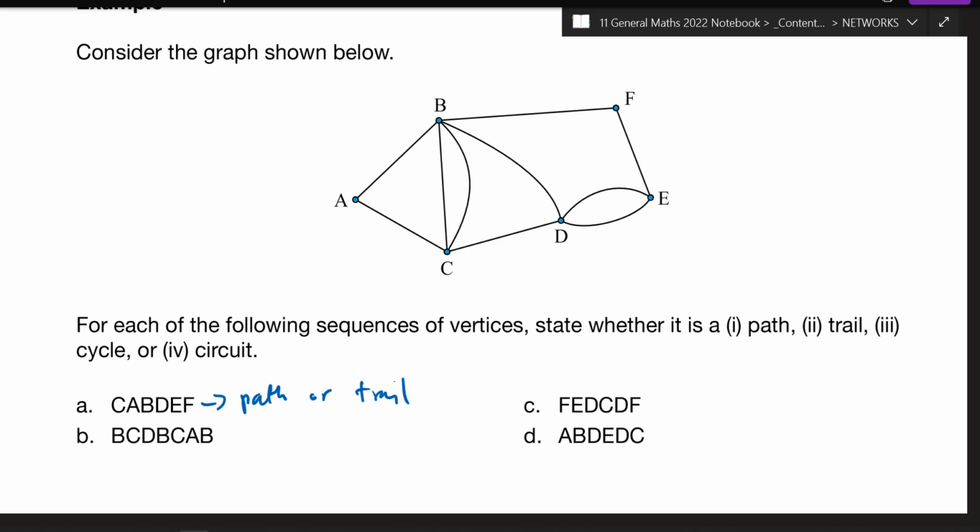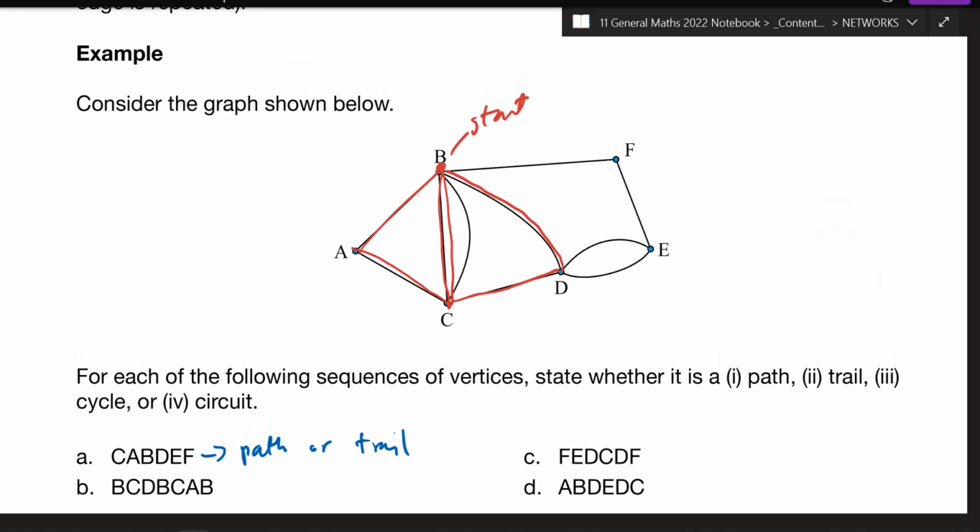The second one, you're starting at B. So this is the starting point. B, then C, then D, and then you're going back to B. So I've repeated a vertex already. What does that mean? It's definitely not a cycle. Then I've gone up to B, down to C, then to A, and finish at B. The interesting thing here is I've repeated my vertex, and I've repeated an edge. So in this case, this is a tricky one.